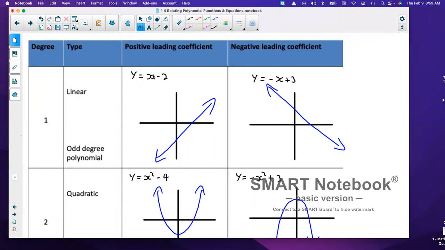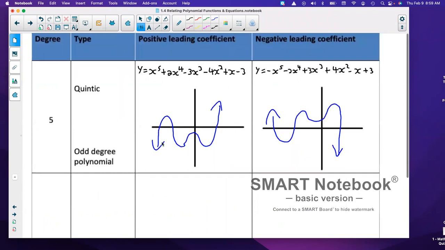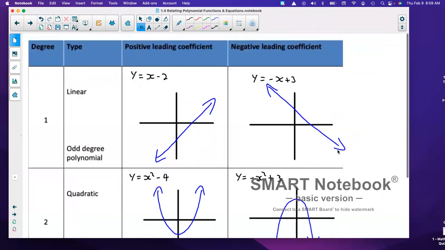coefficients. So we can see, for example, this is an odd degree with a positive leading coefficient. We start here and end here. Once again, odd degree, positive leading coefficient, we start here and end here. Same with this one. So essentially everything that's odd degree will have that same pattern. If it is a positive leading coefficient, it will start down here and it will end up here. If it's negative, it's going to be the opposite. So it's going to start up here and end down here.